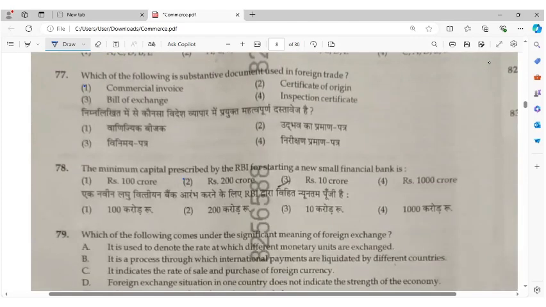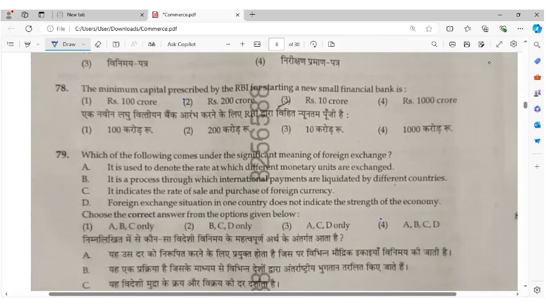The next question: which of the following is a substantial document under foreign trade? Under foreign trade, the commercial invoice is used. Okay, now the next question, question number 78: the minimum capital prescribed by the RBI for starting a new small finance bank. For a new small finance bank, the RBI's minimum capital is 200 crore.